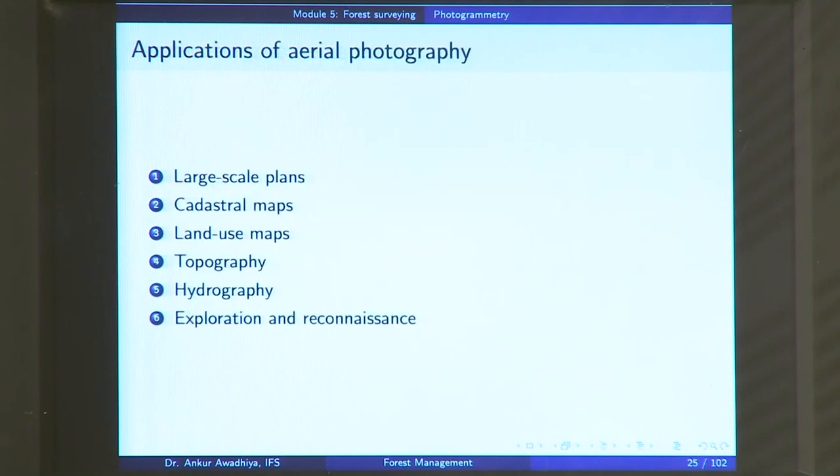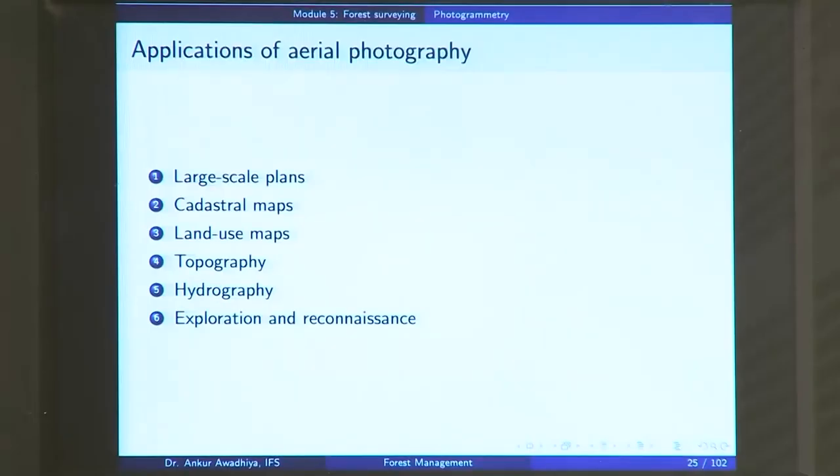Now, why do we make use of this aerial photography? You can use it to make large scale plans, say of your area. You can use it to make cadastral maps, in which case you are looking at what is the property that belongs to each and every person. So, where does a field start, where does a field end, for instance. So, you can make use of it for cadastral maps, and you can use it for land use maps.